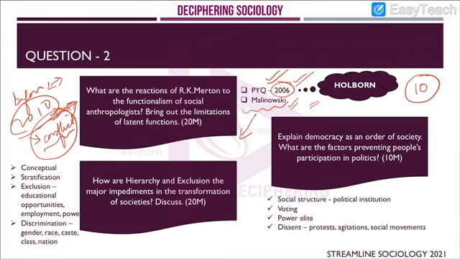The next question is about hierarchy and exclusion. This is a conceptual question based on stratification, and when we talk of exclusion, we can try to define it and understand it in terms of gender, race, caste, class, nation, and how some sections of society are excluded.